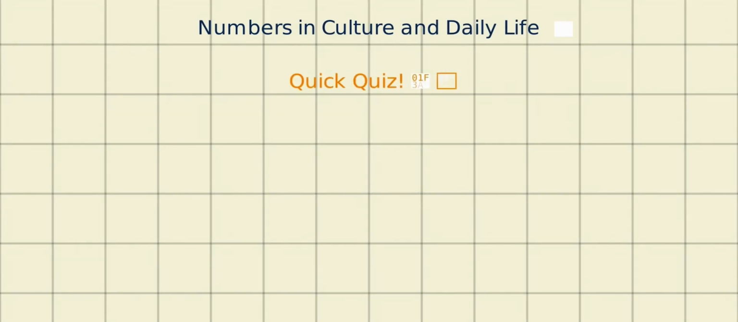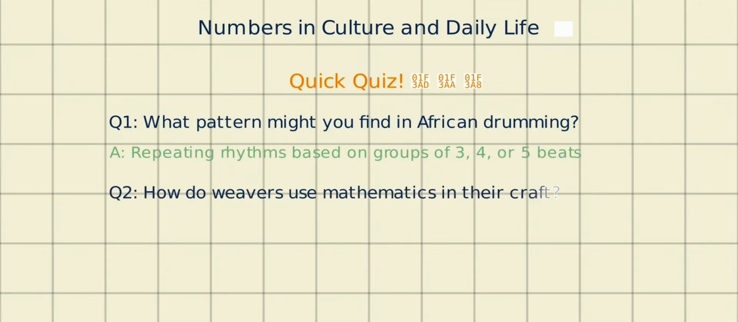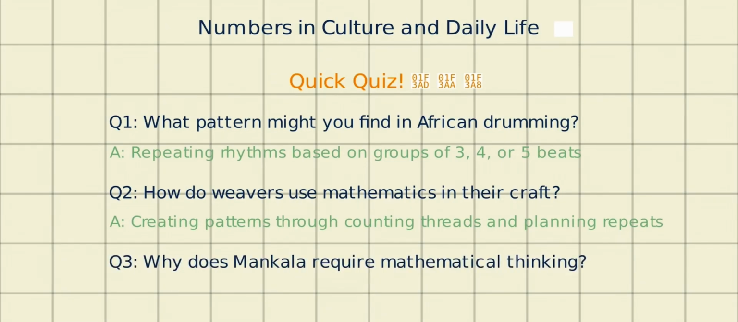Let's test your understanding with a quick quiz. Question 1. What pattern might you find in African drumming? The answer is repeating rhythms based on groups of 3, 4, or 5 beats. Question 2. How do weavers use mathematics in their craft? The answer is creating patterns through counting threads and planning repeats. Question 3. Why does Mancala require mathematical thinking? The answer is to calculate moves and predict outcomes strategically.